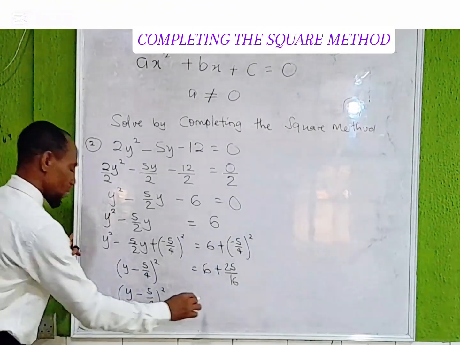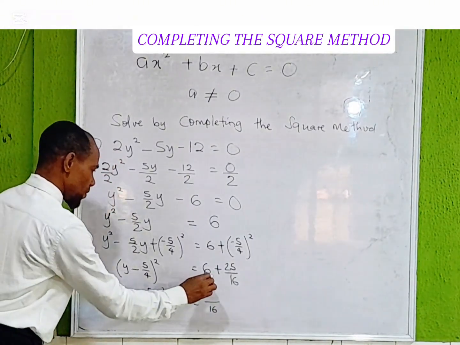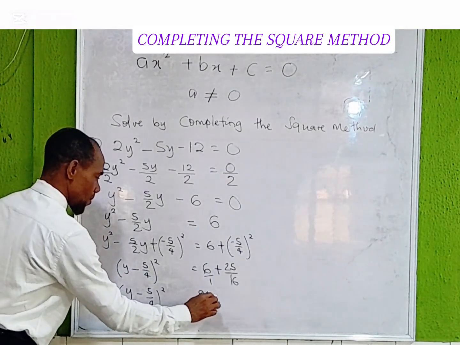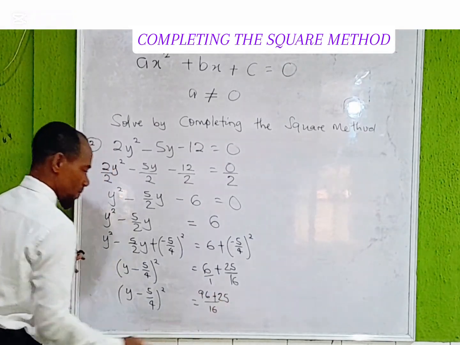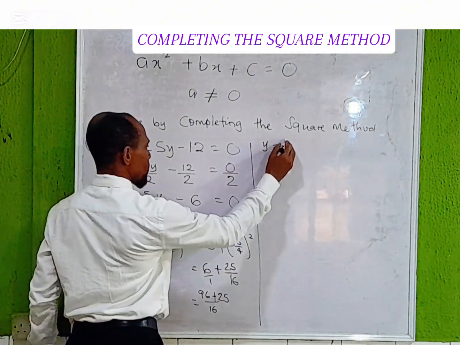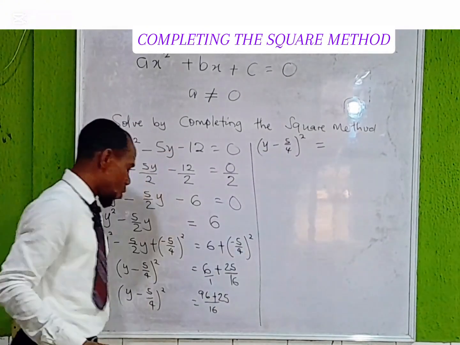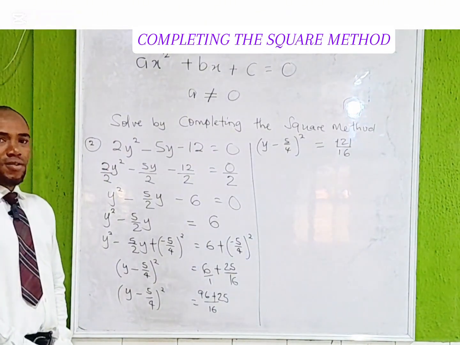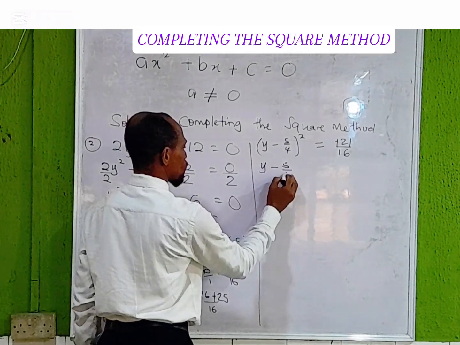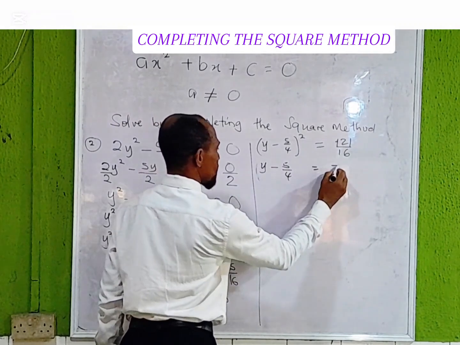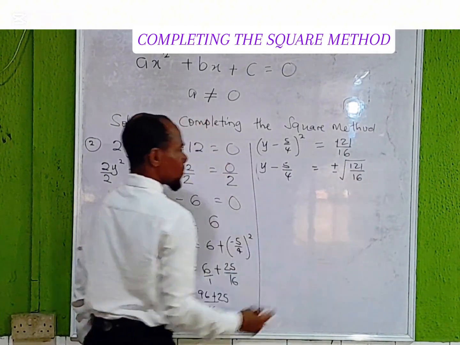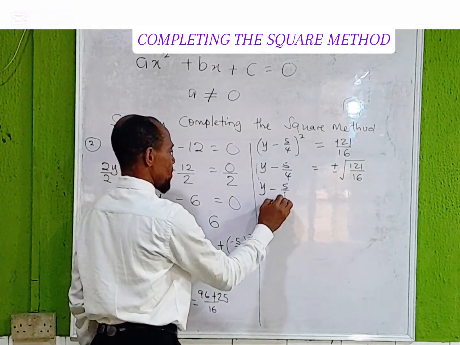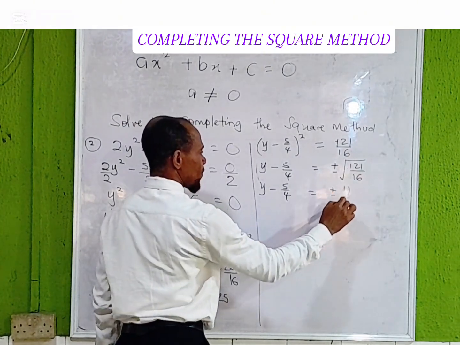Hence, we have y minus 5 over 4 all squared. When we simplify this with our LCM over 16, this means 6 over 1. So 1 in 16 times 6, that is 96. Plus 16 and 16 is 1 times 25, we still have 25. Hence, we have y minus 5 over 4 all squared equals 96 plus 25 is 121 over 16. So the next step is to take square root of both sides. That means I'm going to have plus or minus root 121 over 16. Anytime you take a square root, you must accompany it with plus or minus. Then we have y minus 5 over 4 being plus or minus root 121 is 11, root 16 is 4.